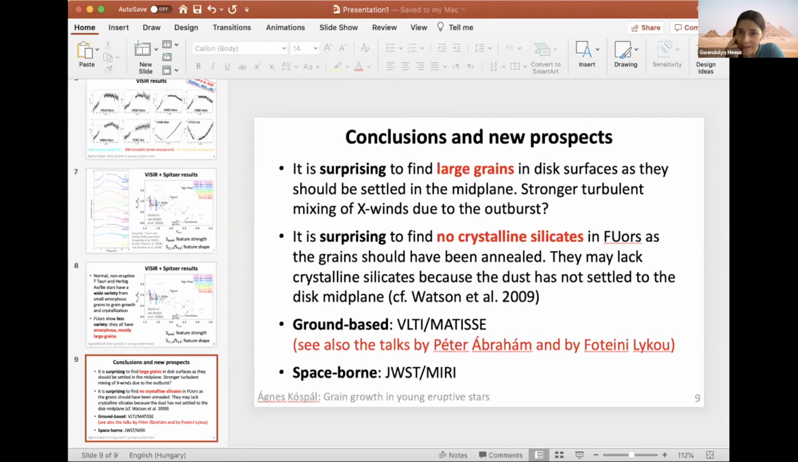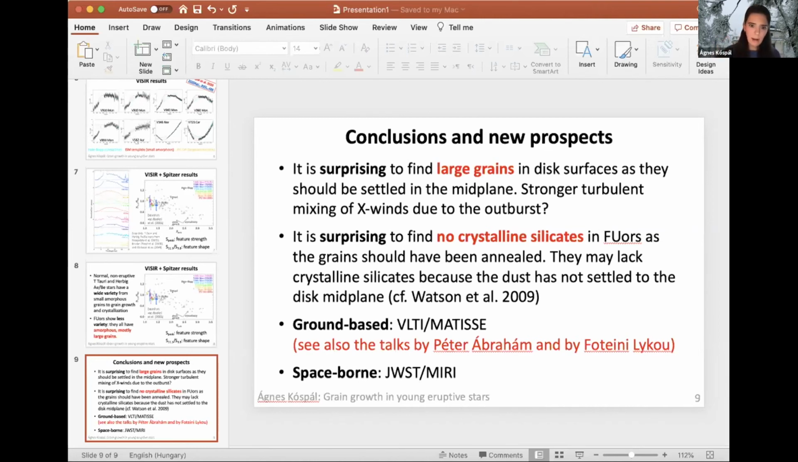Okay, thank you. And another question by Alexis Matter. Is there a chance that the 11.3 feature is contaminated by PAHs in the FUor systems? In most cases, probably not. I know of one object called Parsamian 21 that shows very, very strong PAH features. For the others, it's not really apparent. I would say it's basically non-existent.